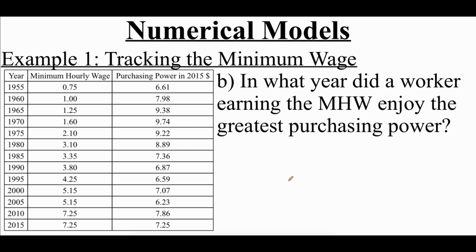In this second part, we're looking at greatest purchasing power. So we're going to be focusing on that third column, and we're trying to figure out in what year a worker had the greatest purchasing power? So we're just looking for the largest number in that third column. So if we investigate those numbers a little bit, it looks like here in 1970, they were getting $9.74 worth of 2015 money there.